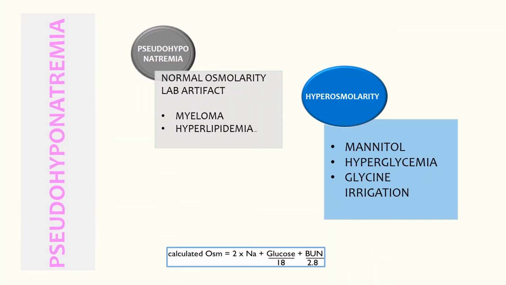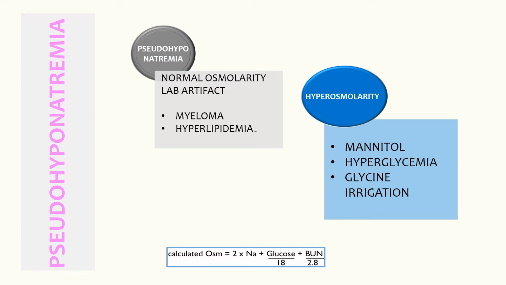So this is pseudohyponatremia, which has either a normal osmolarity or a hyperosmolarity. Why is it called pseudohyponatremia despite the sodium being low? Because it is not important clinically. Clinically, it does not cause the symptoms which true hyponatremia causes. So pseudohyponatremia is actually a lab artifact seen in conditions of hyperproteinemia like myeloma or hyperlipidemia.